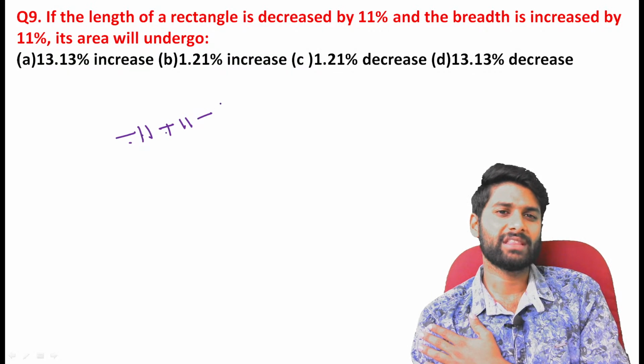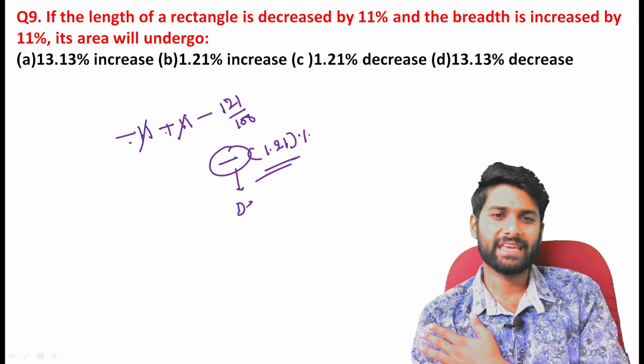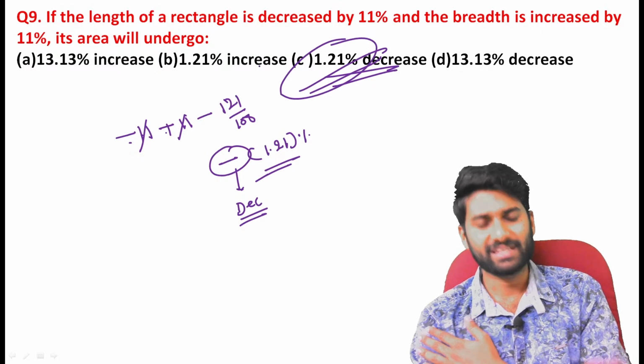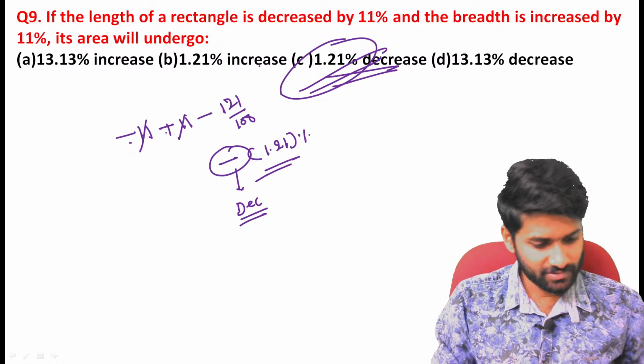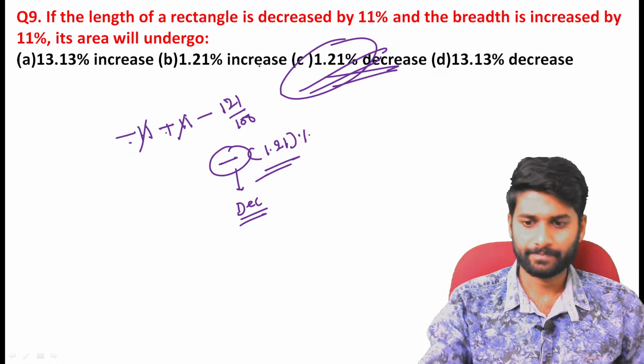So 11 into 11, the value becomes 121 by 100. Now both the 100s are cancelled. Now you can get the value of 1.21 percent. See, here minus can be said as decrease. Now the answer becomes a 1.21 percent decrease. So direct answer, guys: it is decreased by 1.21 percent.